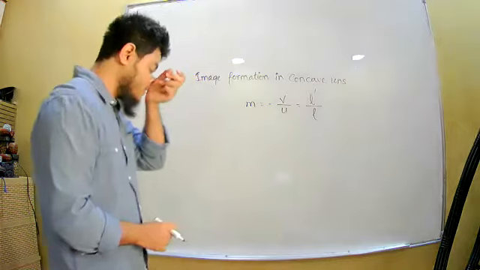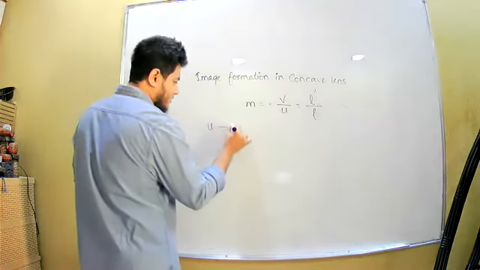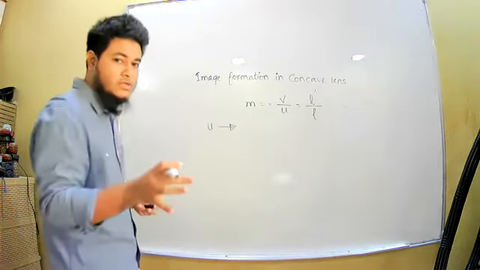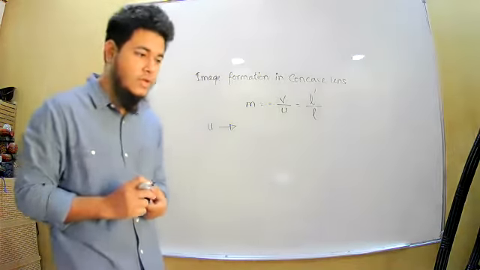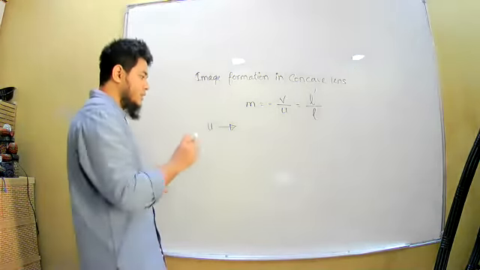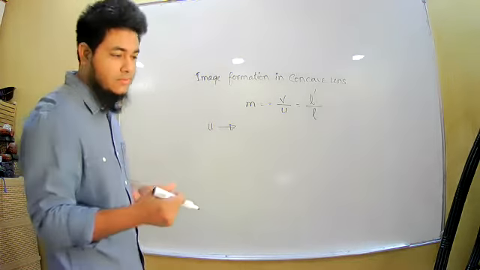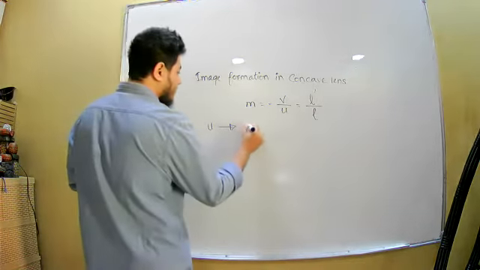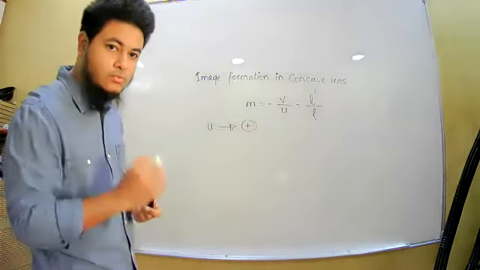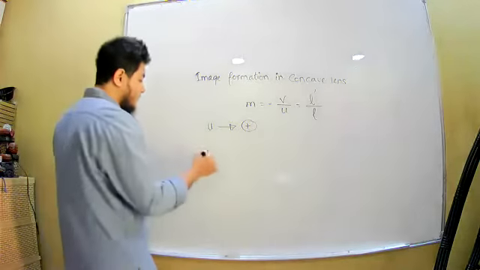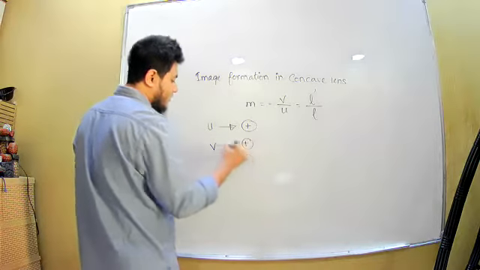Now, for the students at SSC level, U is always positive, because U is the distance of the object, and the object is always real. So that is why in your case we will consider the distance of the object U to be always positive. But V will sometimes be positive and sometimes negative.